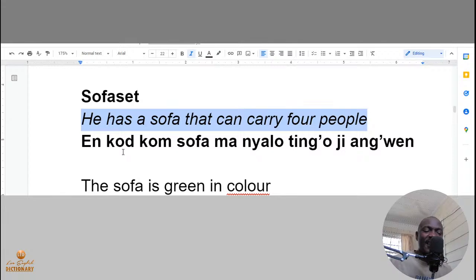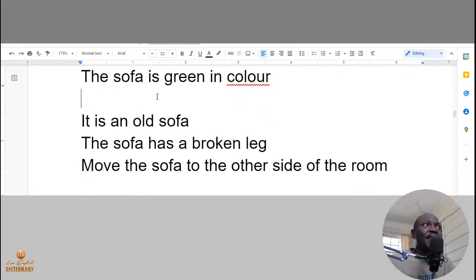Because sofa is a relatively new thing. I don't think we ever had sofa when our people, when my great-grandfather was living, I don't think he had a sofa. He may have had a stool, he may have had a three-legged stool, but I don't think they had a sofa. Okay. Good. Number two, the sofa is green in color.